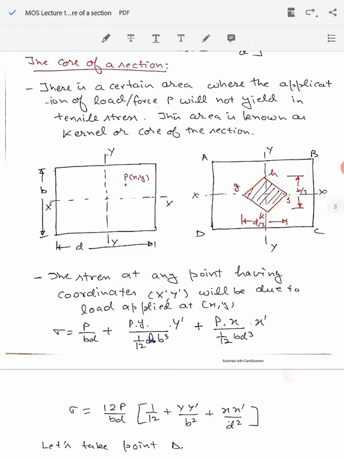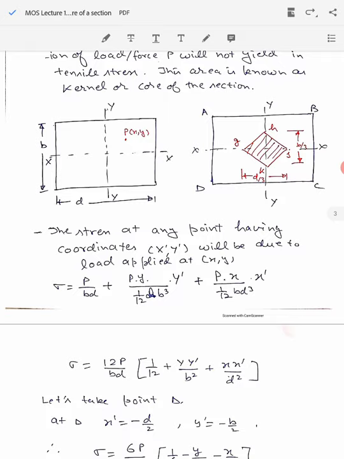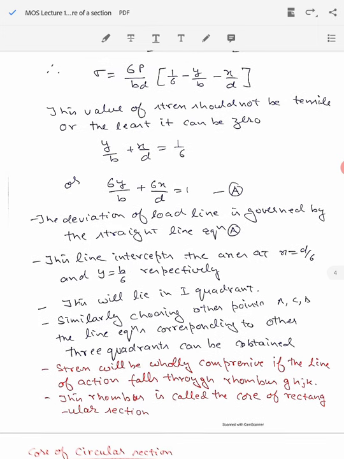And what these equations are going to tell me is that if the load is moving anywhere in this rhombus area, I am not going to get the tensile stress anywhere in the section. If the load goes beyond this rhombus, let's say here or here or here or here, at any point I am going to get tensile stresses produced, which I don't want. So this rhombus area where the load can move around without getting the stress values to be tensile anywhere in the section is called the core of a section. That is what I have defined here. The system will be wholly compressive if the line of action falls within the rhombus GHJK. This rhombus is called the core of a rectangular section.